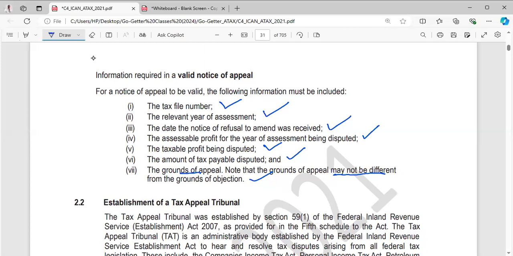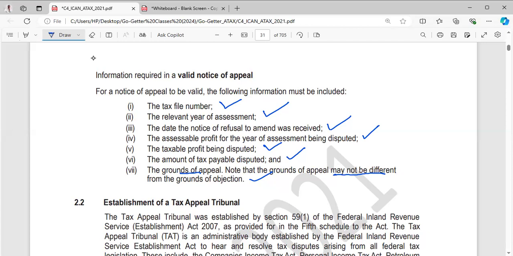It must be in writing, it must state the grounds, and it must be done within 30 days. The same thing with the notice of appeal. It must be in writing, state the grounds of appeal, and it must be within 30 days. Every other thing that has been said here in the seven items must appear in the valid notice of appeal.